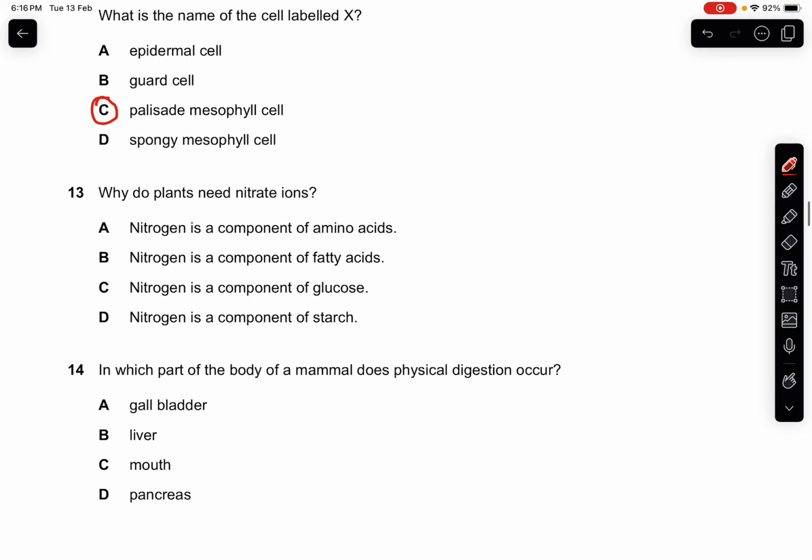Question 13. Why do plants need nitrate ions? So nitrate ions are for proteins. Proteins, when they are broken down, will form amino acids. It's the building blocks of protein. So the answer is A.